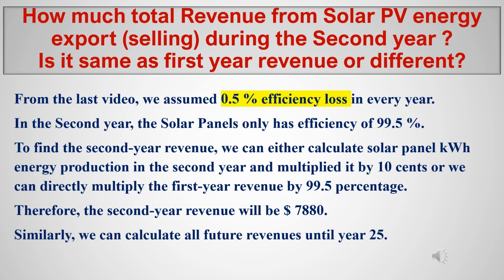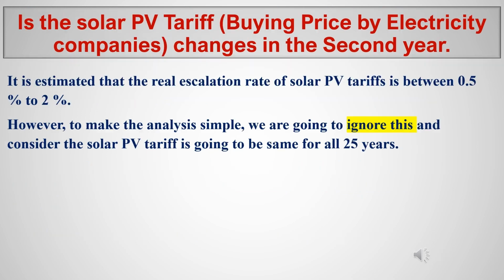To find the second year revenue, we can either calculate the solar panel kilowatt-hour energy production in the second year and multiply it by 10 cents, or we can directly multiply the first year revenue by 99.5%. Therefore, the second year revenue will be $7,880. Similarly, we can calculate all future revenues until year 25.